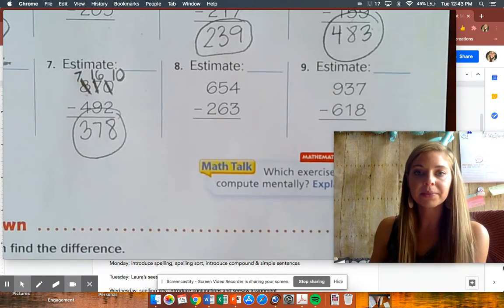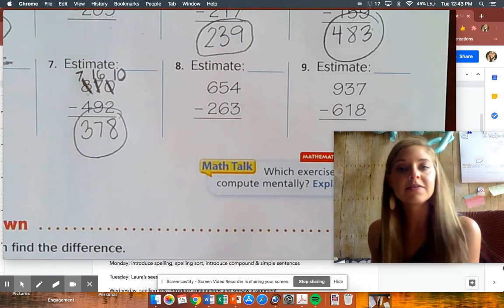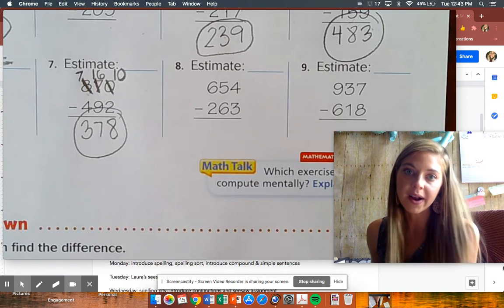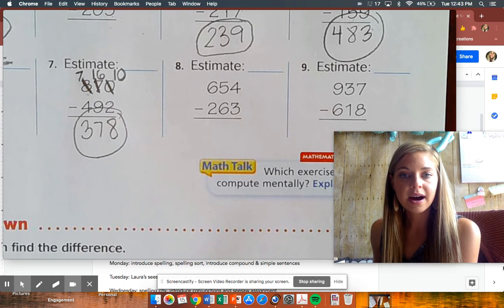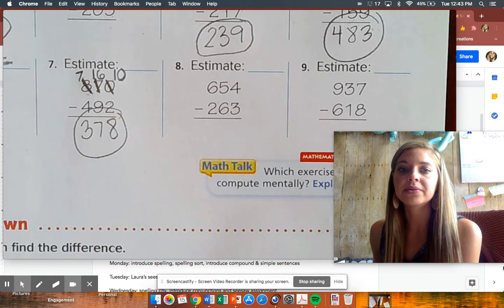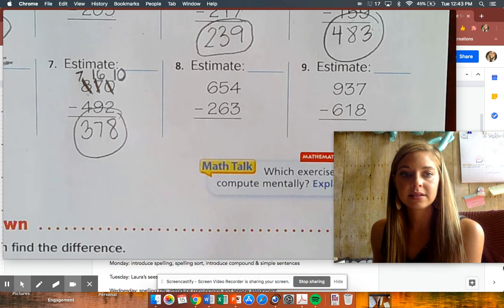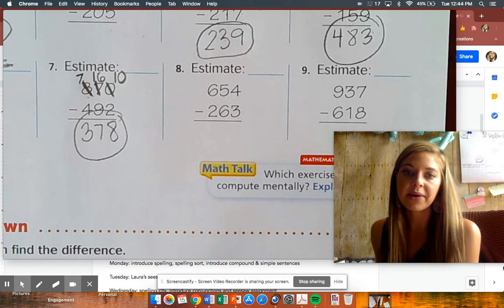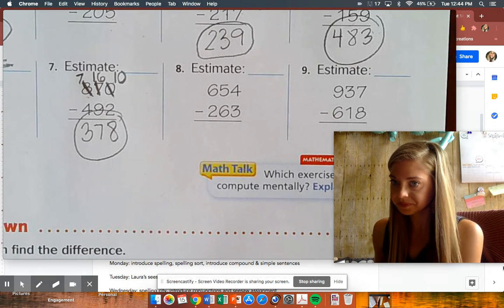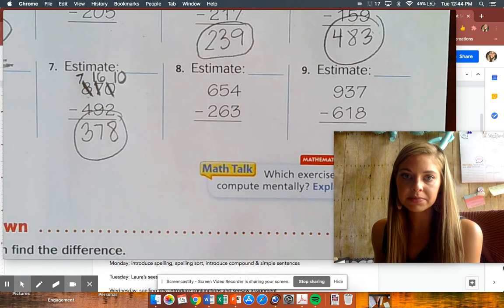If you got that problem correct, give yourself a little pat on the back. If you didn't, I hope you understand what you did incorrect now, because now you're going to get another chance to do another problem on your own. So number 8, 654 minus 263. I would like for you to do that problem on your own. When you're ready to go over it with me, please resume the video.